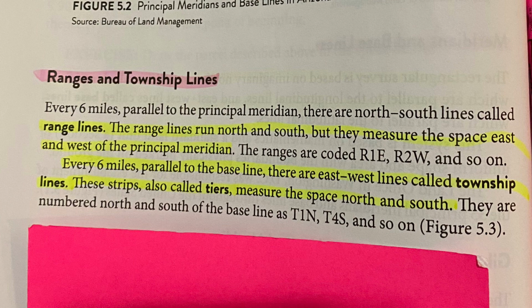Every 6 miles parallel to the baseline, there are east and west lines called township lines. These strips, also called tiers, measure the space north and south. And that is the ranges and township lines.